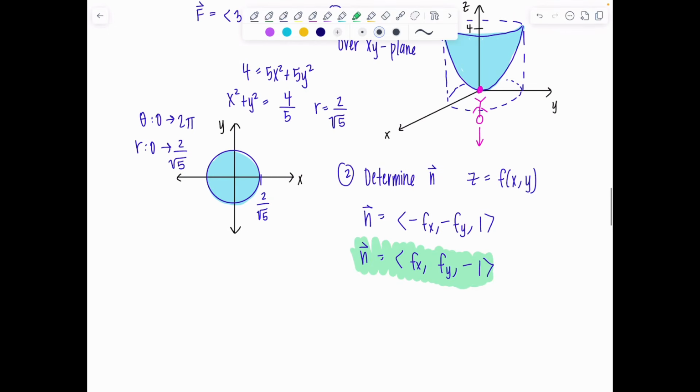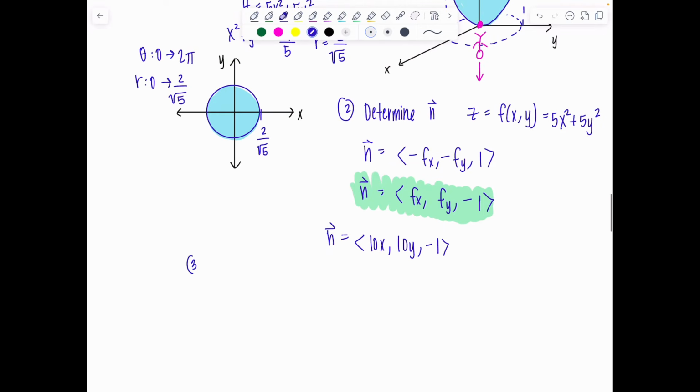Okay, perfect. So my surface's equation is 5x squared plus 5y squared. So n is going to be partial with respect to x, partial with respect to y, negative 1. Perfect. 3, you're going to find f dot n using only x's and y's. Remind yourself, only x's and y's. So f was 3x, 3y, 5, dotted with 10x, 10y, negative 1. Oh, we already only have x's and y's. That's easy. 30x squared plus 30y squared minus 5. Good?